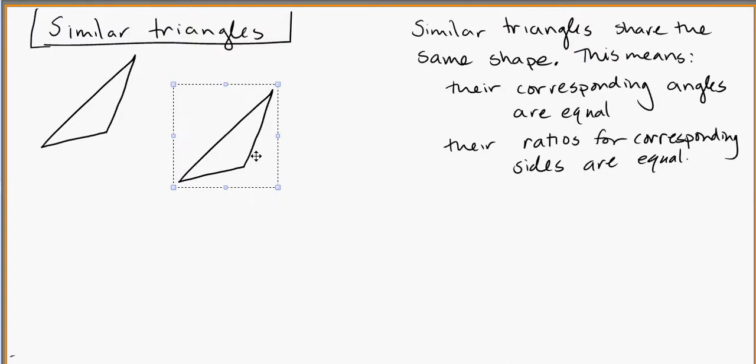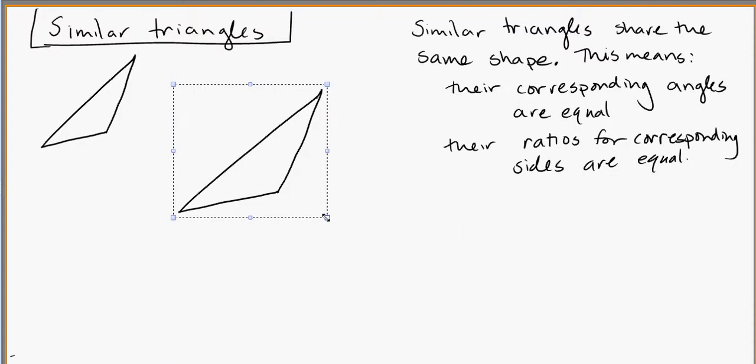These would be similar. Now I can take this triangle and I can make it smaller. And it's still similar to the other one. It shares the same shape. Or I could make it larger. And still similar, it just shares the same shape.